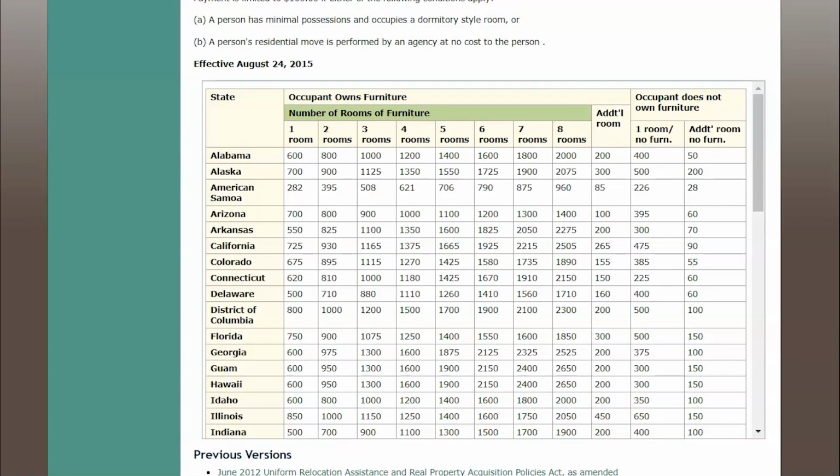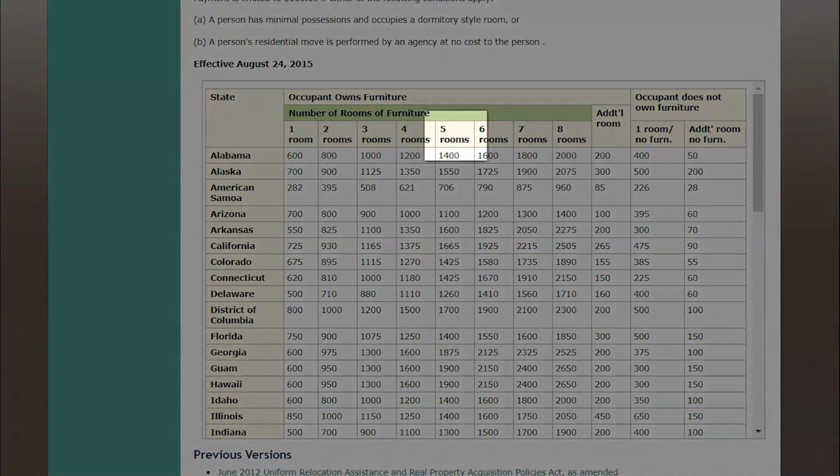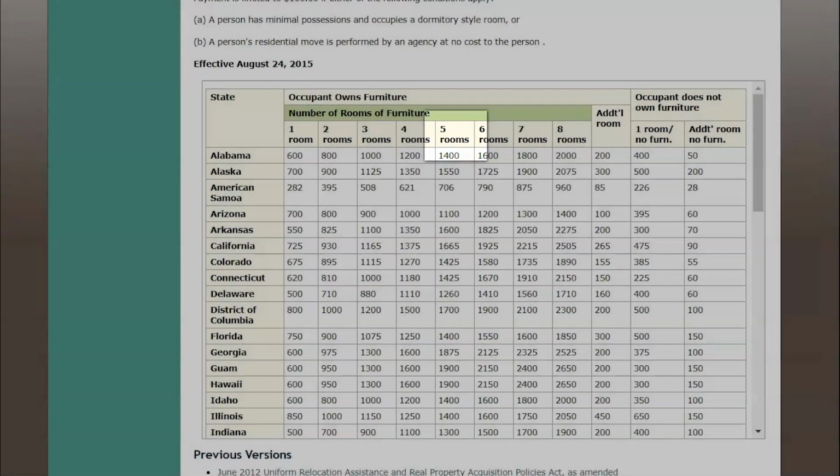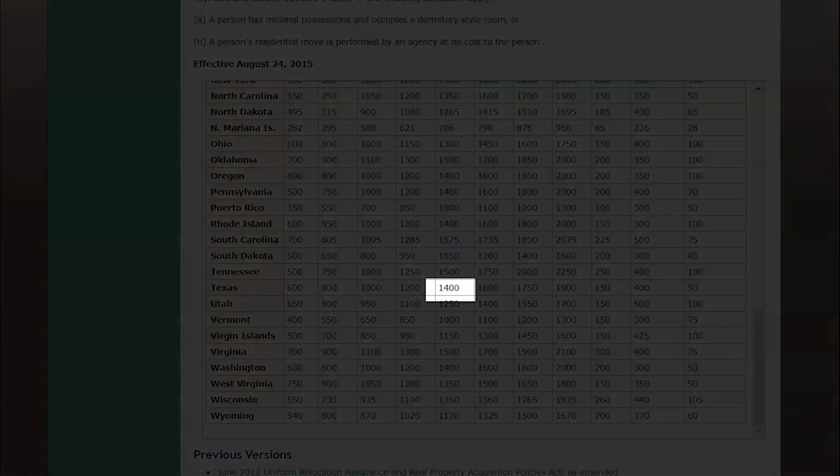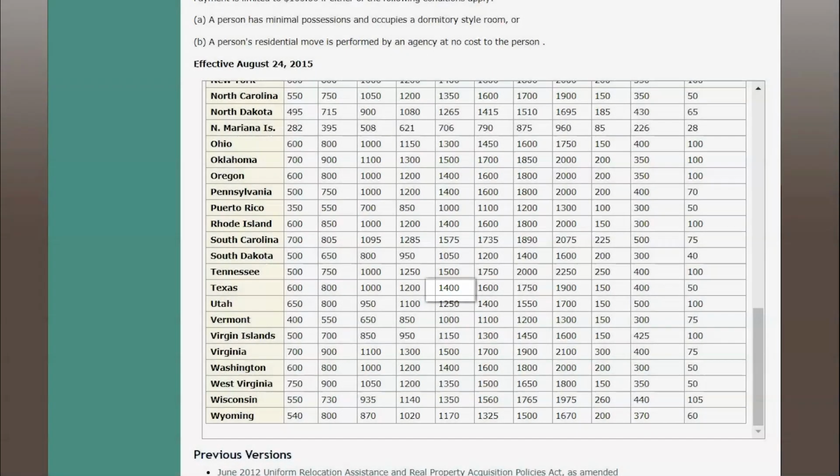For our example, the dwelling that the homeowner is being displaced from has 5 rooms of furniture. They found the 5 rooms of furniture column and scrolled down to see the amount of 5 rooms for the state of Texas. They found that for 5 rooms, they are eligible for $1,400 in Texas on a fixed payment schedule.